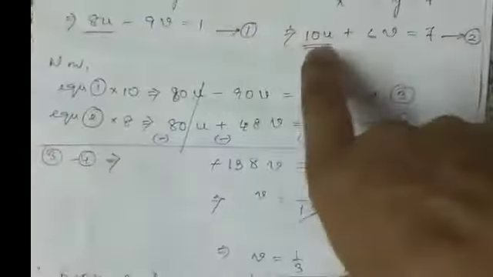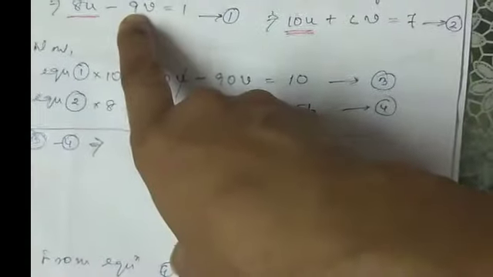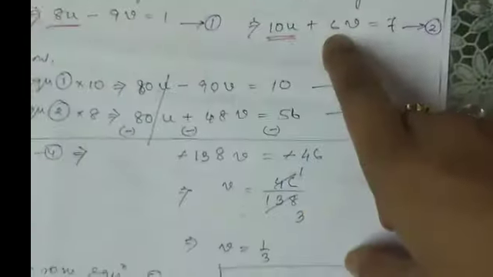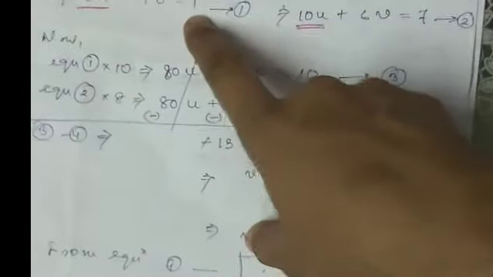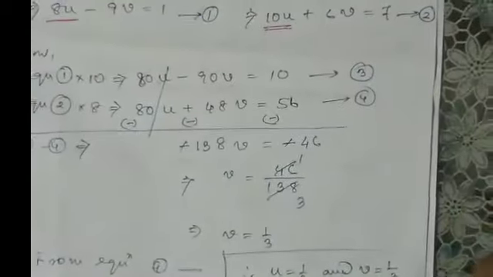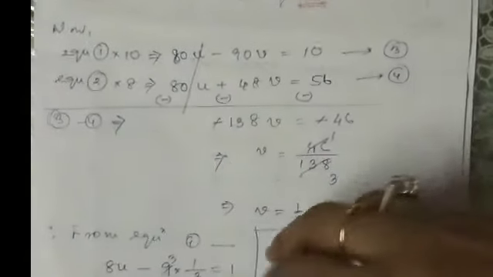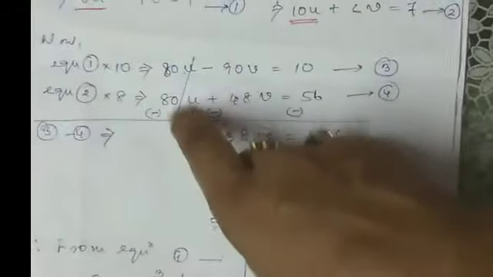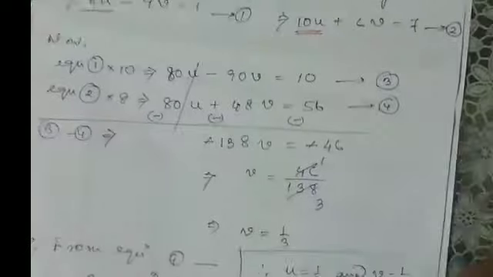Instead of making u equal, you can make v equal also. Like for making v equal, 9 you multiply by 6, that means the whole equation will be multiplied by 6, and then this 6 will be multiplied by 9, that means the whole equation will be multiplied by 9. Our motive is to make one variable equal by their coefficients so that it would be cancelled.